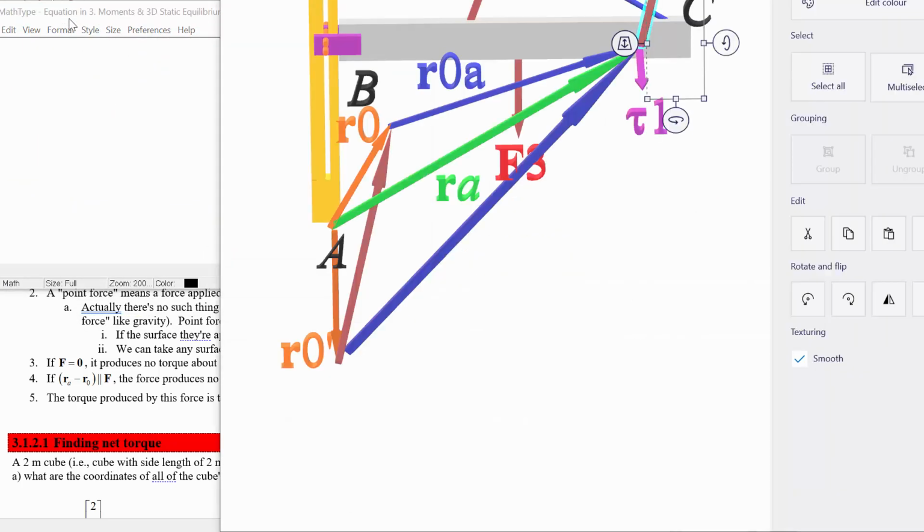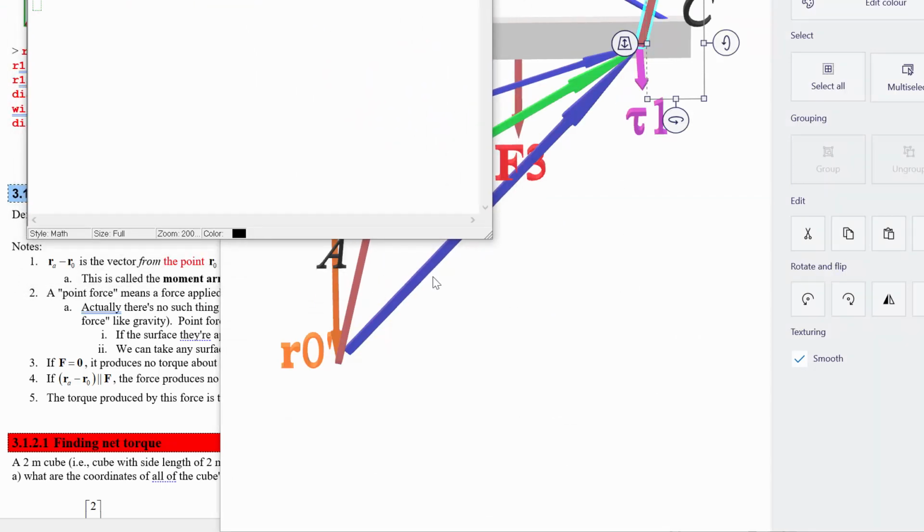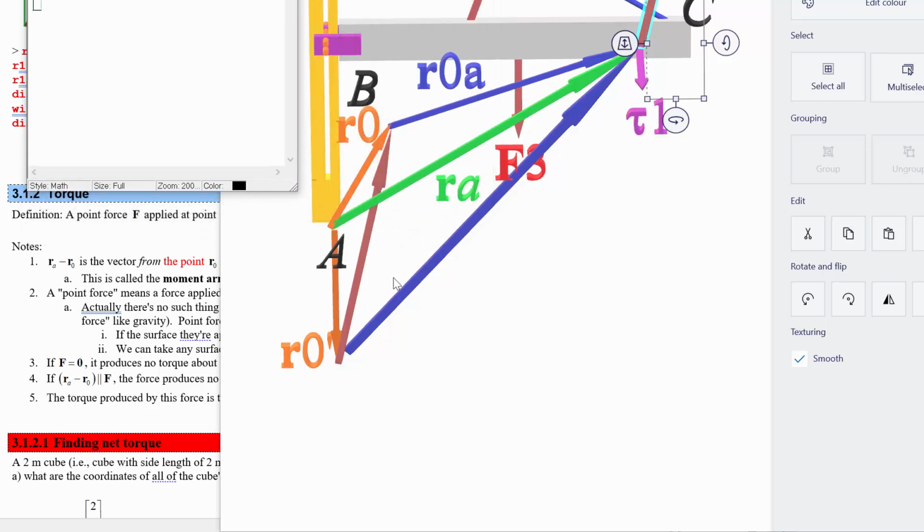Maybe we can get everything on the screen at once here. So the cross product: what we're saying is that (R_A minus R_0) crossed with F1, maybe R_1A, has to be equal to, since I'm trying to prove this, I won't put the equals there right away, R_1A minus this new position, R_0 prime, crossed with F1.